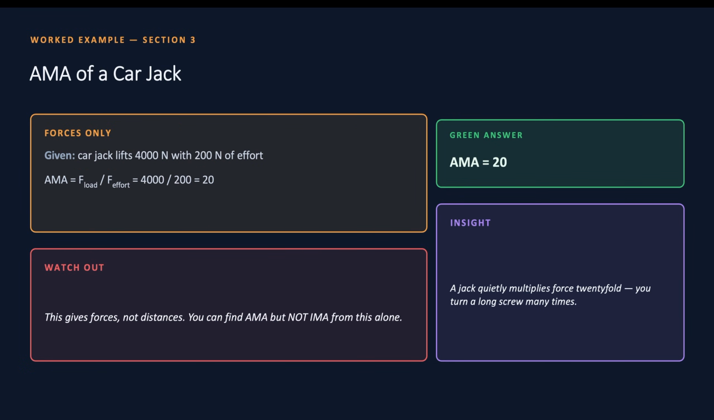So now let's look at the actual mechanical advantage of a car jack, okay? So a car jack lifts 4,000 newtons with 200 newtons of effort. So 4,000 newtons here is what? Force out, right? It's how much it's lifting. So it's the force out. How much force the machine exerts. The 200 newtons here is the force in. That's how much you're putting in.